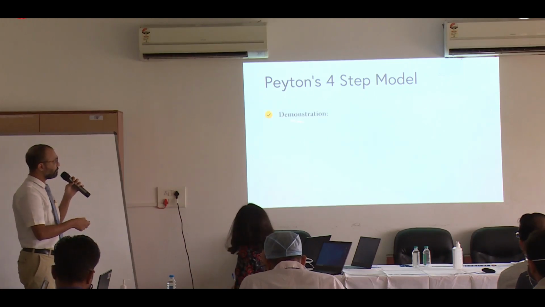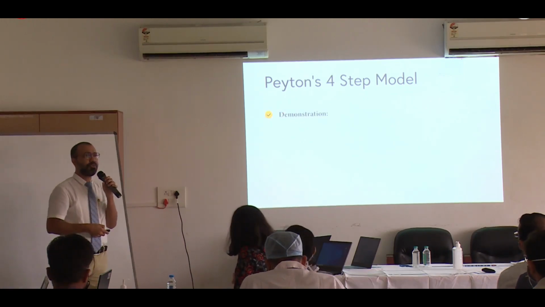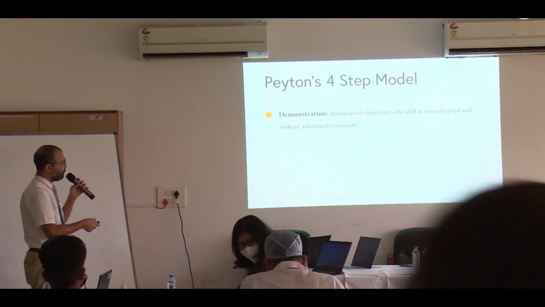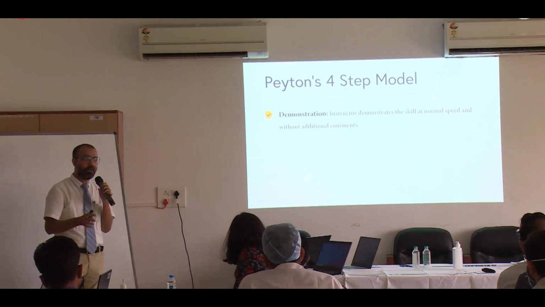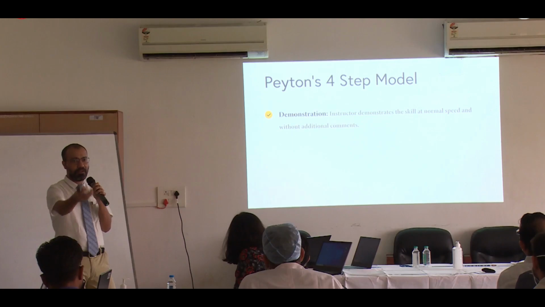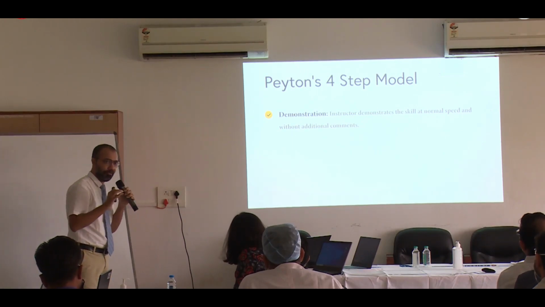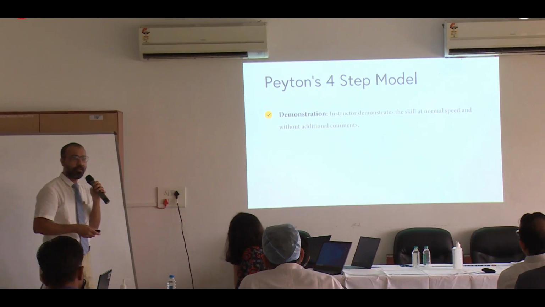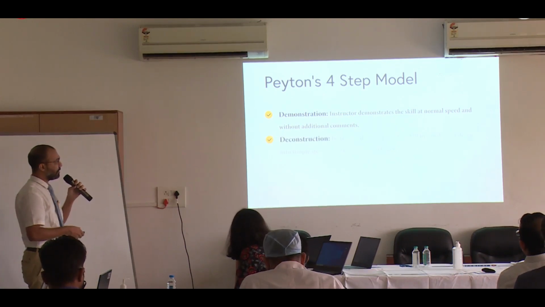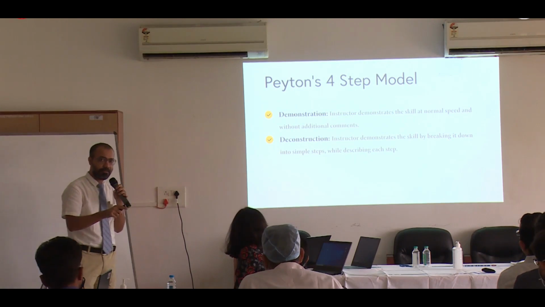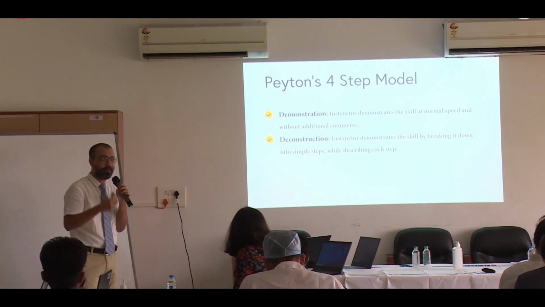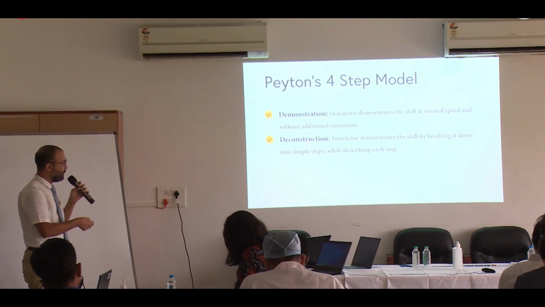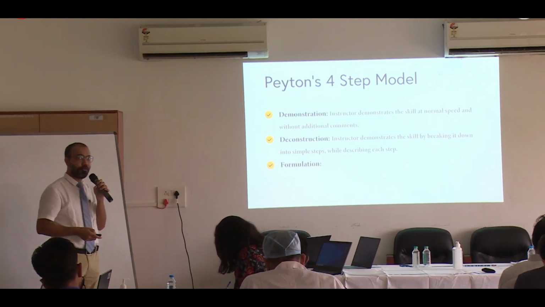So first step is demonstration. Demonstration is where the trainer, or the demonstrator, instructor, will demonstrate the skill at normal speed without saying anything. So I have a learner in front of me, but I will just perform the skill. The learner just sees it and I will perform it at a normal speed. Deconstruction is the second step, where I demonstrate the skill at slower speed, breaking it down into multiple steps and narrating each step, or rather describing each step.